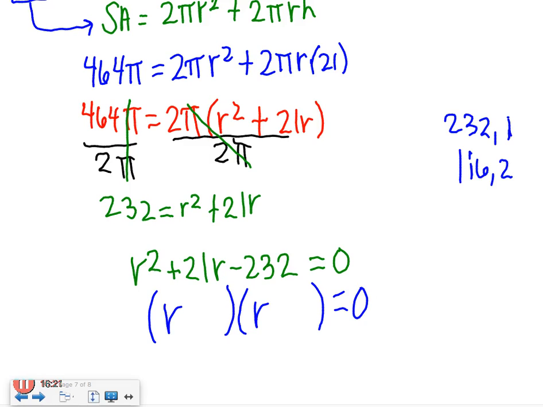So these multiply to 232, but we want them to have a difference of 21. So they have to add or subtract to 21. Keep going. Yep, 8 and 29. She is faster than me. Does that work? What's 8 times 29? 232. What's 29 minus 8? 21. It works.